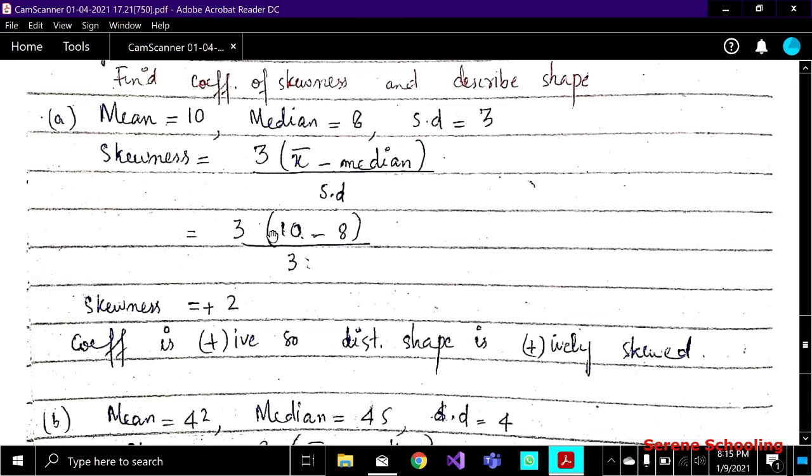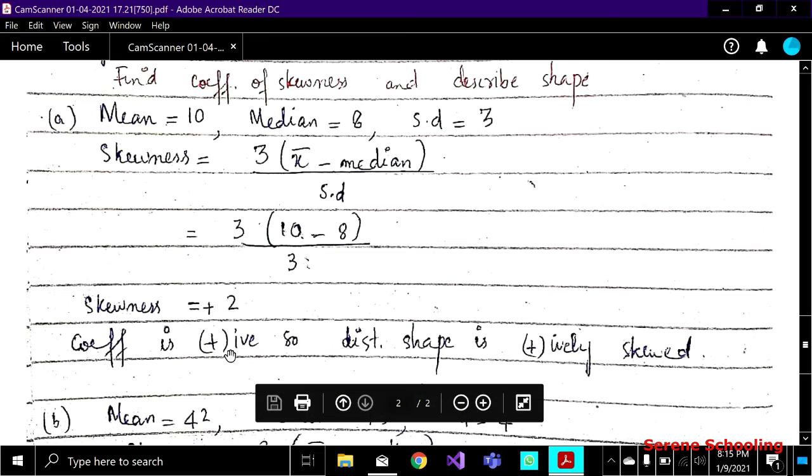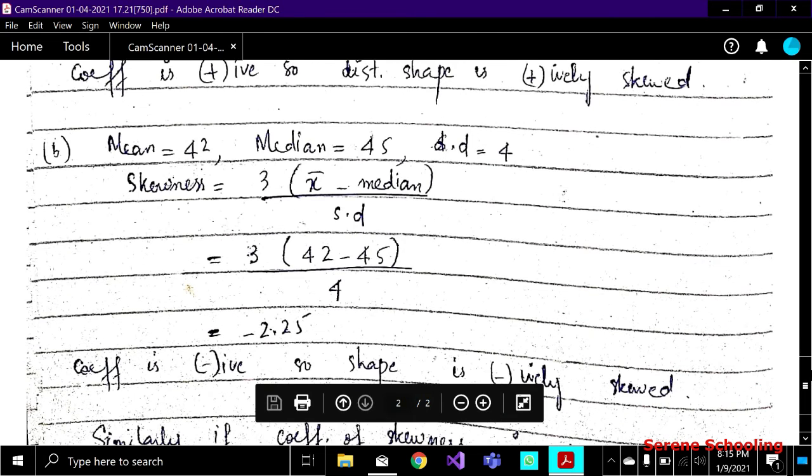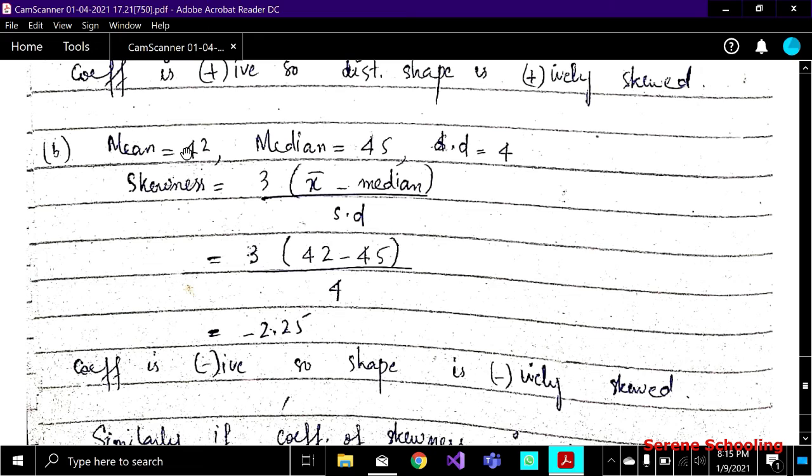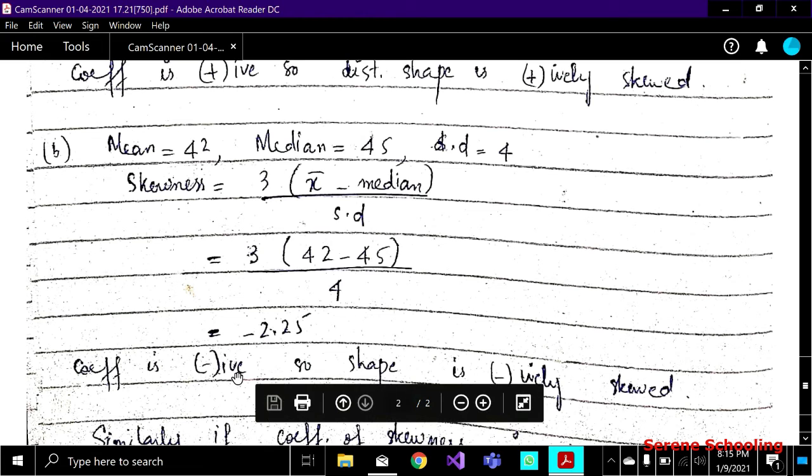So 3 into mean minus median over the standard deviation is 2, and as the skewness is positive 2, whenever your coefficient of skewness comes out positive, it means that your distribution is positively skewed. Now in the next case, see the next example. Here we have to find the skewness for this data. It is minus 2.25. So when your coefficient of skewness is negative, the shape of your distribution or graph will be negatively skewed.